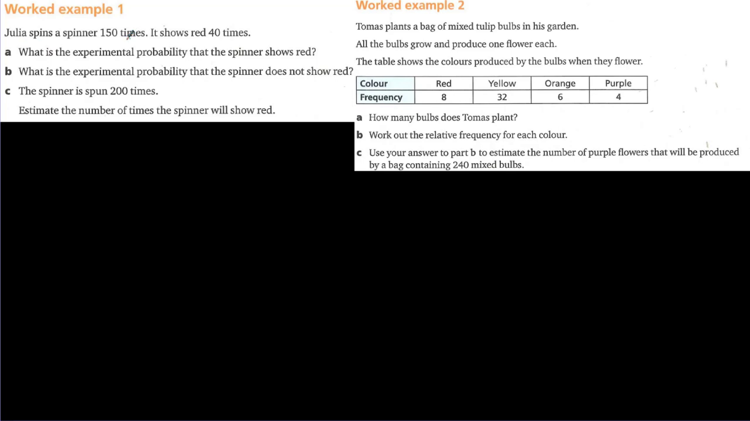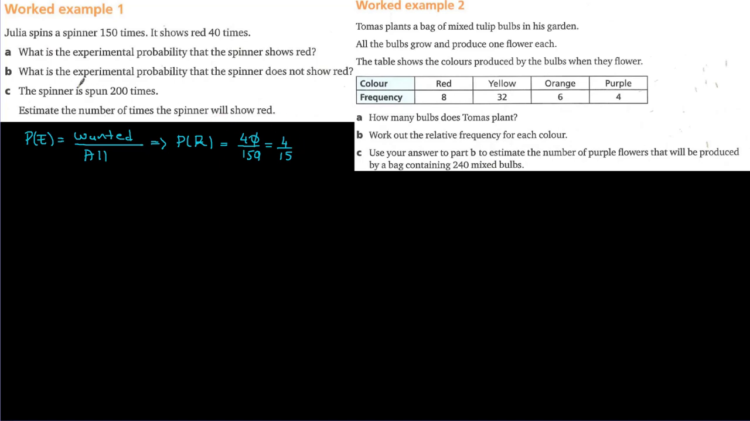Julia spins a spinner 150 times. It shows red 40 times. And the question is, what is the experimental probability that the spinner shows red? So experimental probability with respect to the given information, the probability of the event is always the wanted event divided by all events. And the wanted event here is 40. Probability of red is equal to 40 divided by 150, which is equal to 4 over 15.